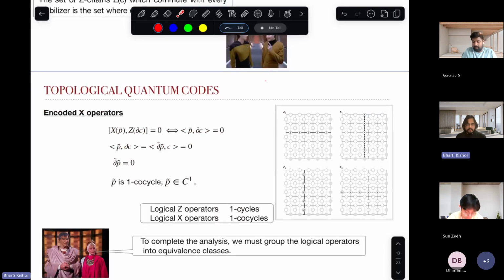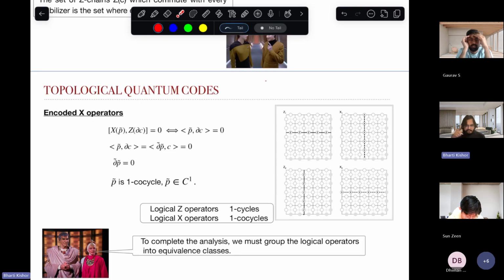You play the same game for the X case. So for the X case, again, you look at the commutation of X p tilde with Z delta c equal to 0. Then you forget about X and Z and you write it like this. Then p tilde delta c equal to 0 is the same as delta tilde p tilde equal to 0. So this is 0 if delta tilde p tilde is 0, so if p tilde is a one co-cycle. So it's a cycle on the dual lattice.